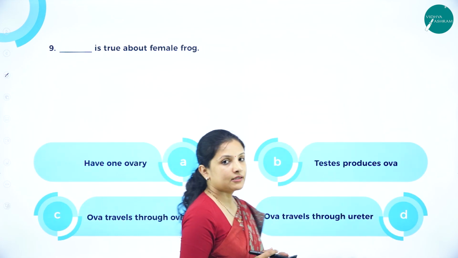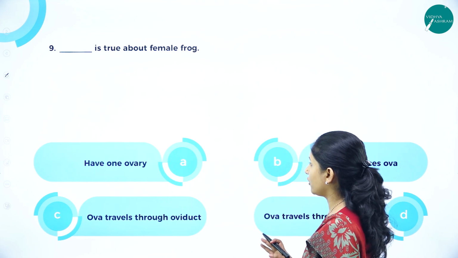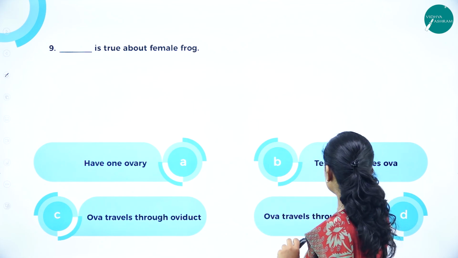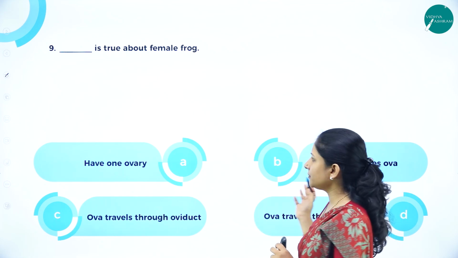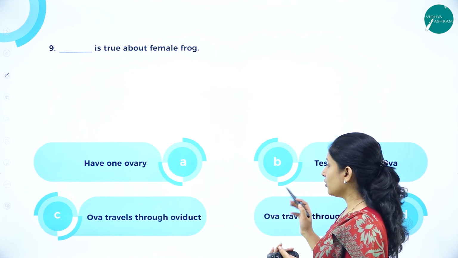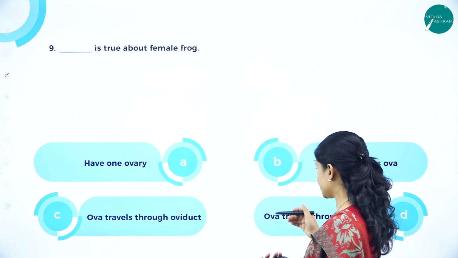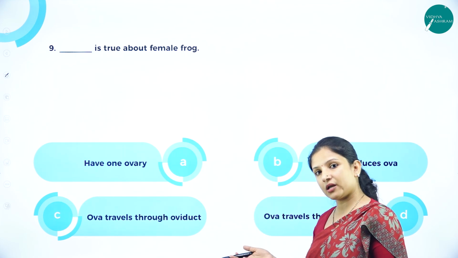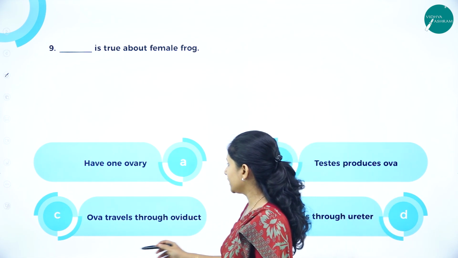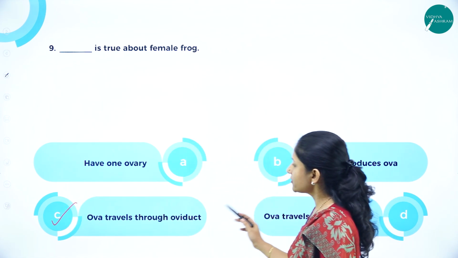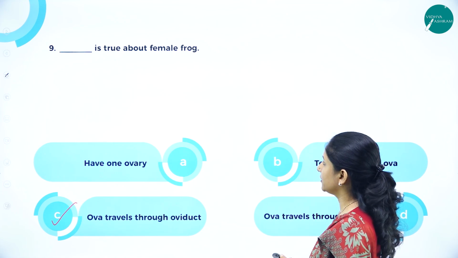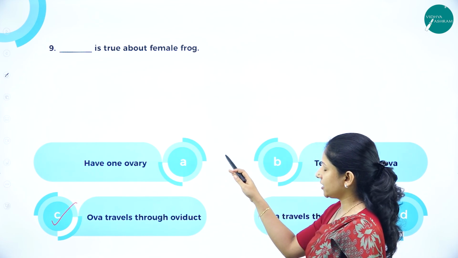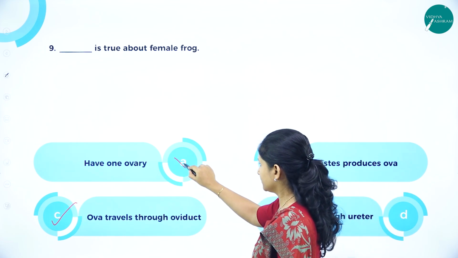Next question. Dash is true about the female frog. Have 1 ovary? No, they have 2 ovaries or a pair of ovary. Testis produces ova? No, it is the ovary that produces the ova or the egg. Ova travels through oviduct. Yes, that is true. Ova travels through ureter. No, ova doesn't travel through ureter. They have a separate tube-like structure which is called oviduct. So, therefore, ova travels through oviduct is the right answer here, because female frogs actually have 2 ovaries.